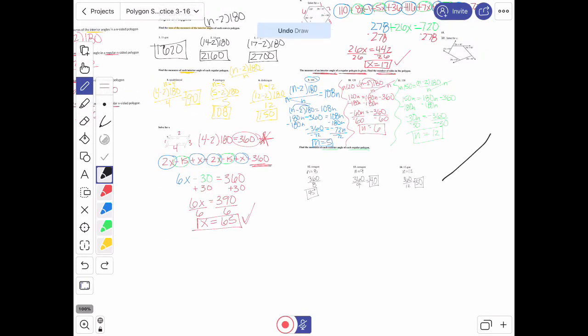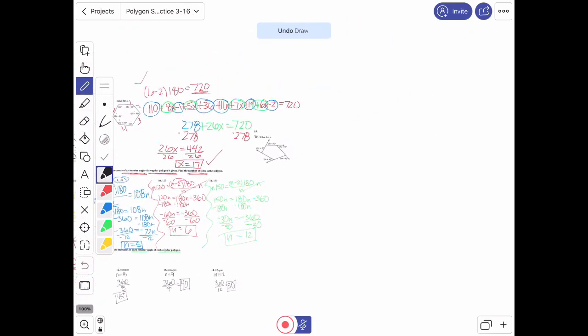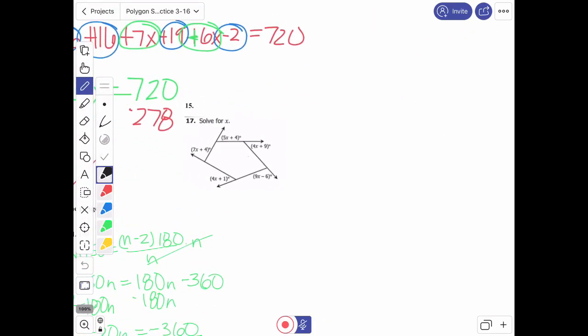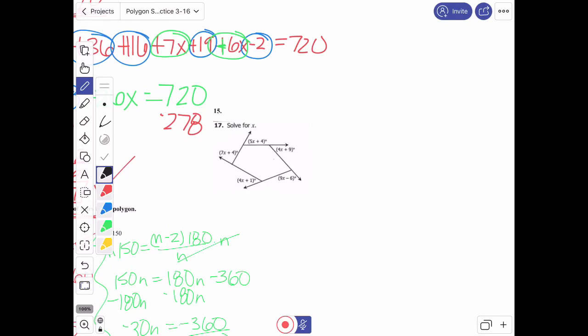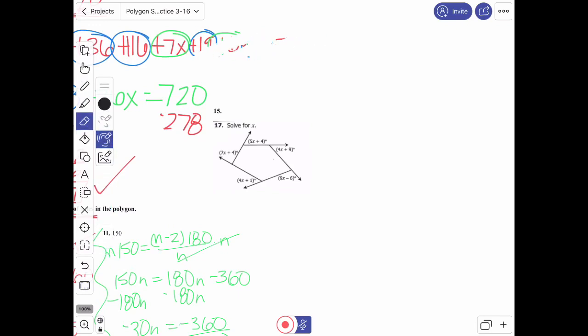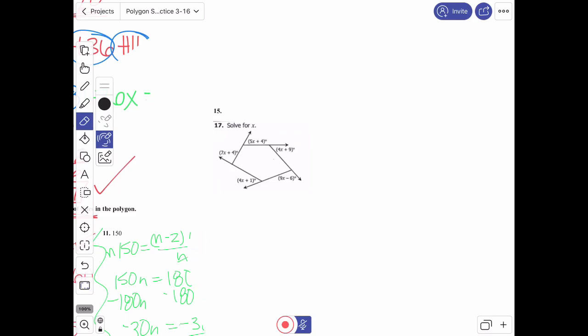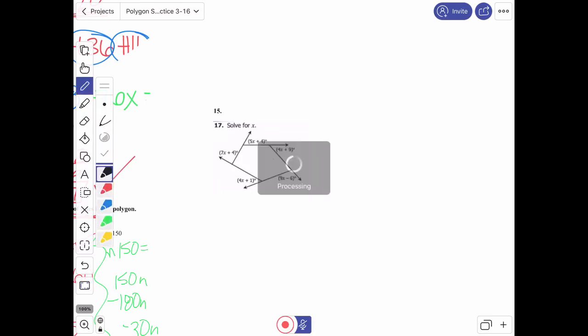If I can erase my line. Oh yeah, number 15. Let me get rid of some of this other stuff. All that nice work that I did earlier. So with 15, it's really number 15, not number 17. Let's get rid of that.